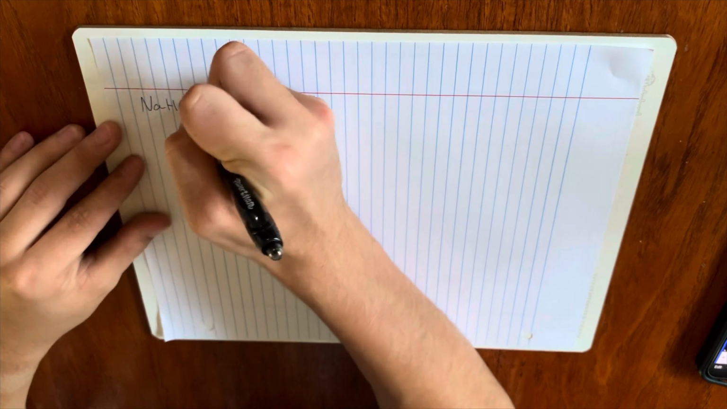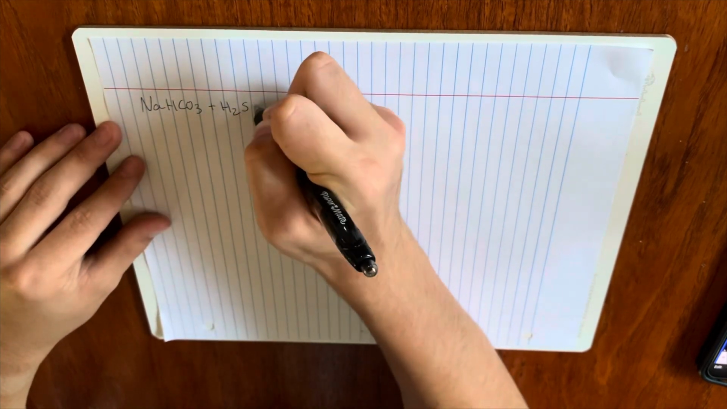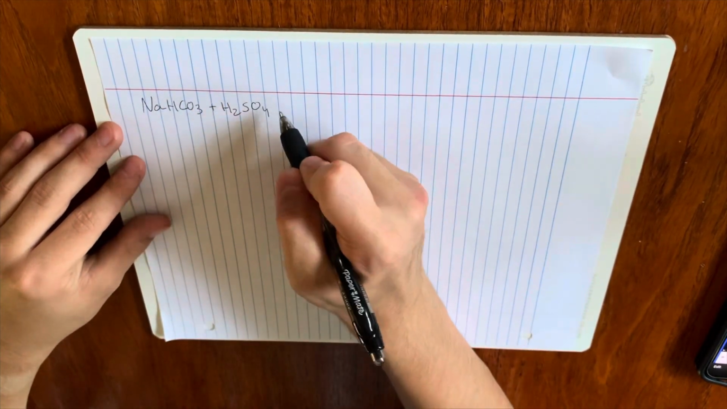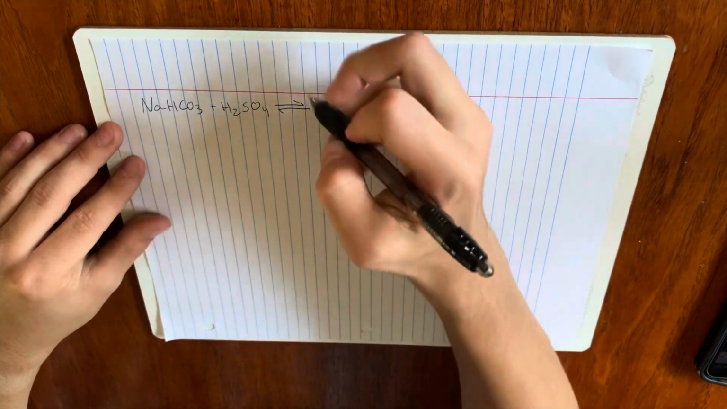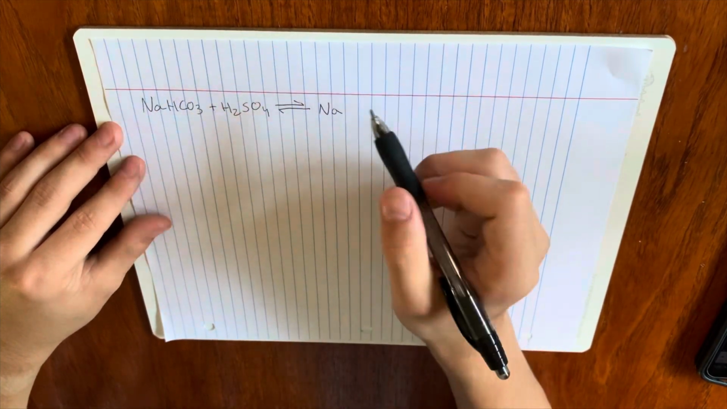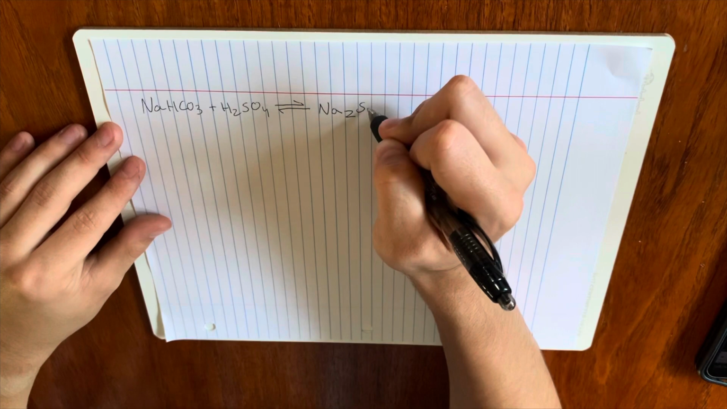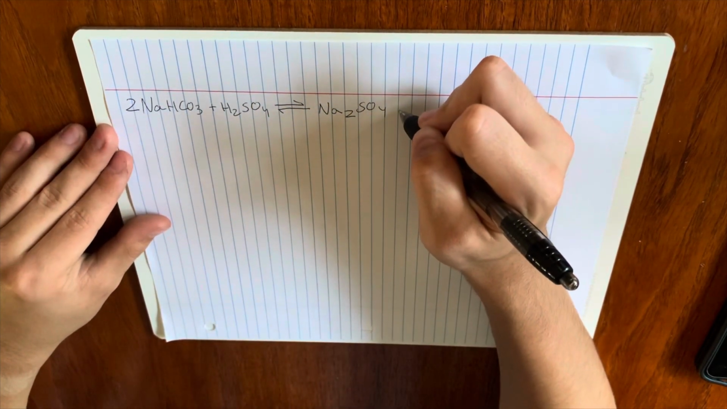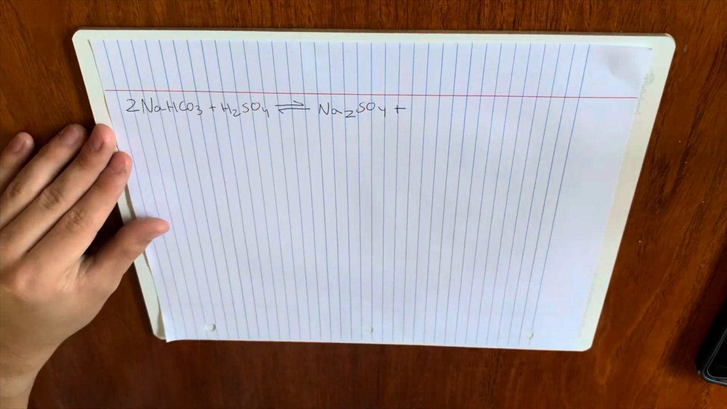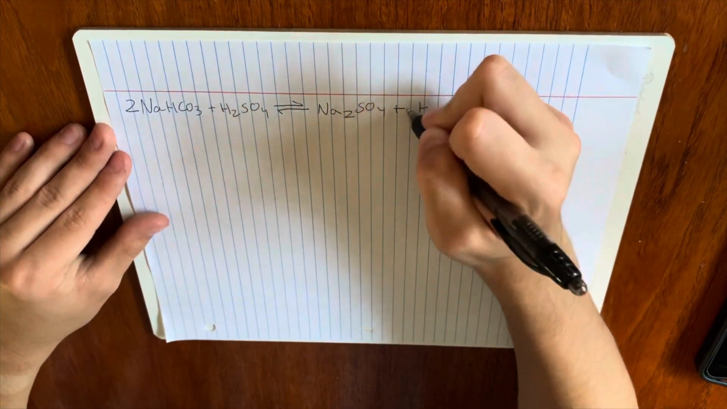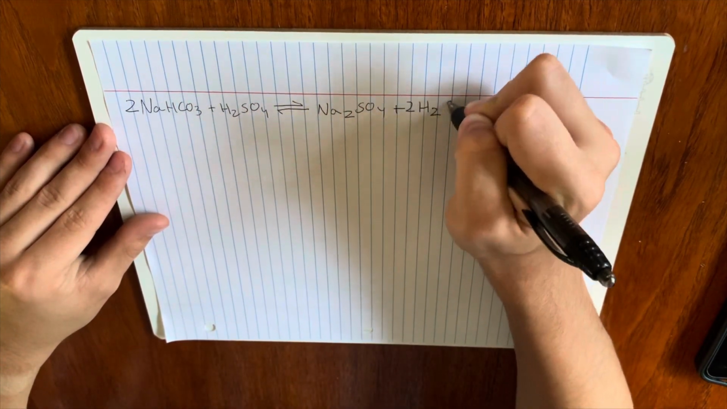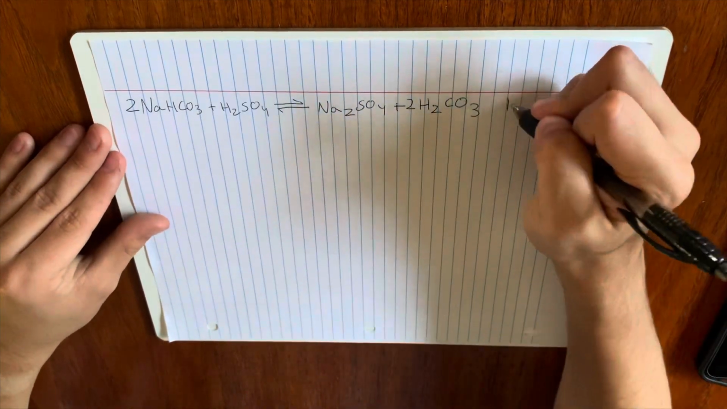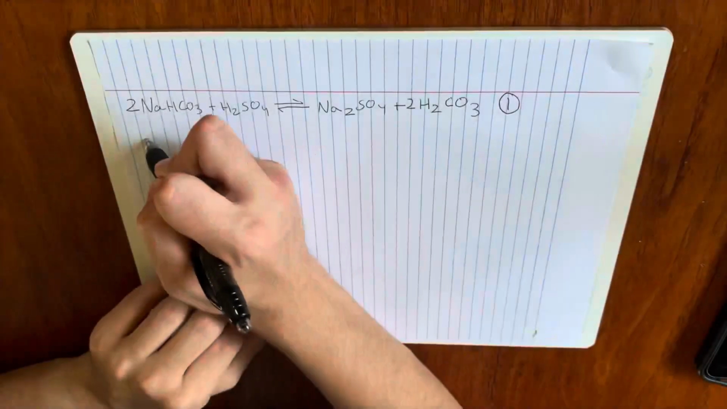Here I'm writing out the reaction that is going to be taking place in our neutralization. So we have sodium bicarbonate reacting with sulfuric acid. This is going to produce the neutral salt with a pH of 7 of sodium sulfate and also carbonic acid. This carbonic acid should react in the atmosphere to decompose into water and carbon dioxide gas pretty quickly.